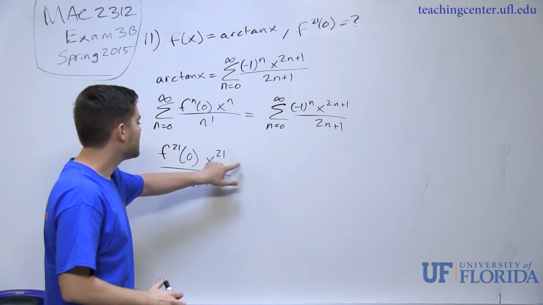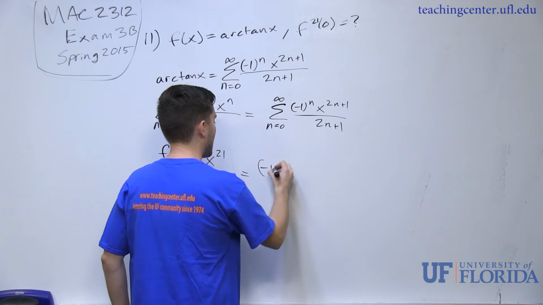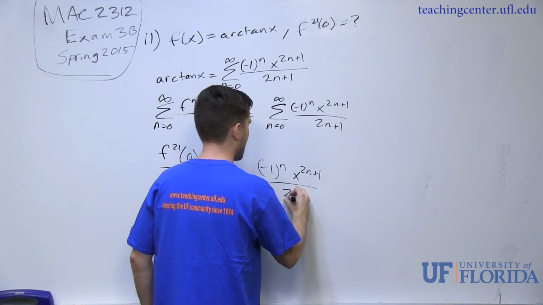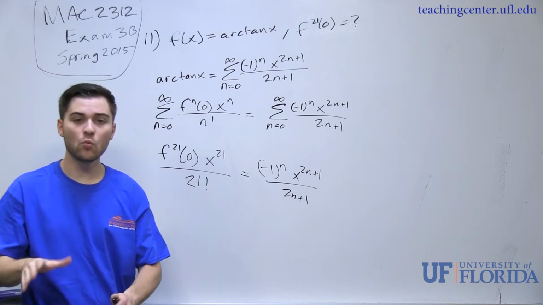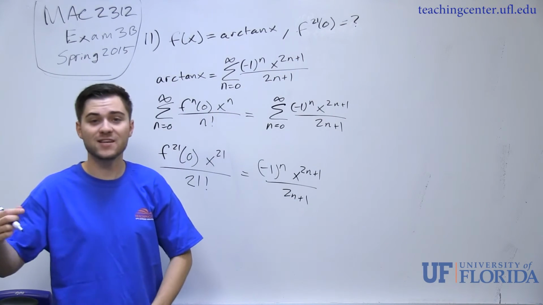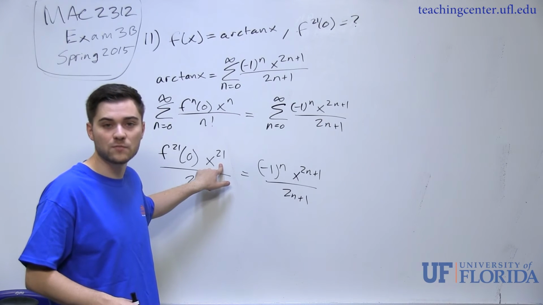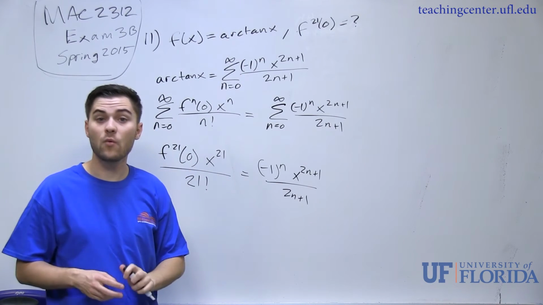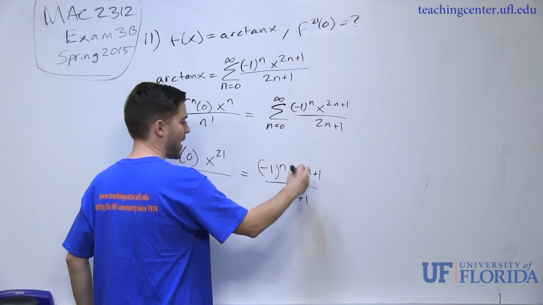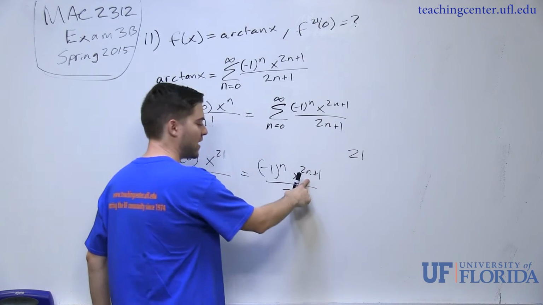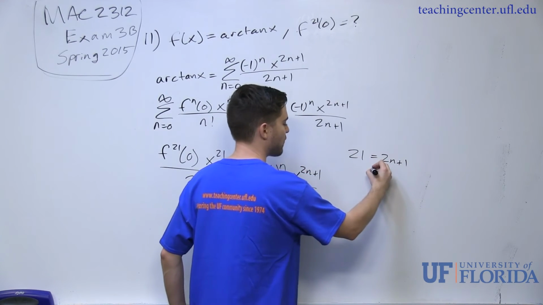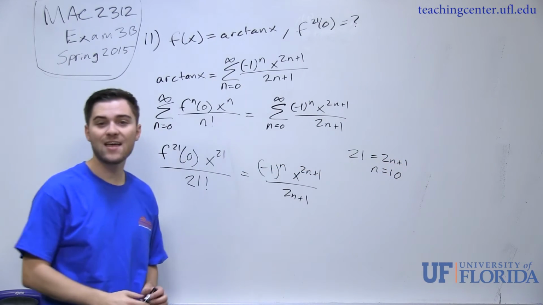Now, I need to find an equivalent n term on the right-hand side that will allow me to cancel out my x values. I don't want my f^(21)(0) to be a function of x. In fact, it can't be a function of x because it's evaluated at 0. So I need to get rid of these x terms so I can figure out what f^(21)(0) actually is. I'm going to equate the powers and see if I can find an equivalent n value. So 21 is equal to 2n plus 1, and if I solve for n, n is equal to 10 in this case.